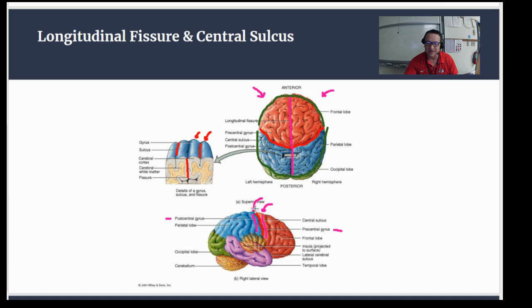So this is the area of the brain where that sensory information is going to come up through the spinal cord, and it's going to connect with the primary somatosensory cortex. So that's what allows you to feel different types of stimulation throughout the body.